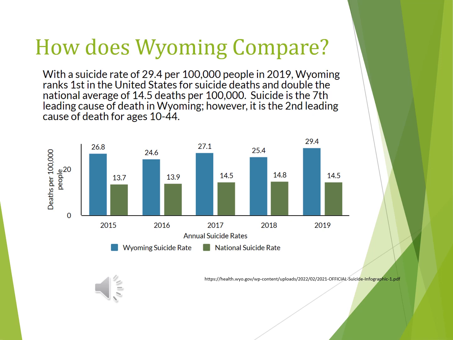How does Wyoming compare? As you can see, with a suicide rate of 29.4 per 100,000 people in 2019, Wyoming ranks first in the United States for suicide deaths and doubles the national average of 14.5 deaths per 100,000 people. This statistic is the primary reason why we must ask the difficult questions. Anyone can identify someone at risk for suicide. Listening attentively and asking the right questions may save someone's life.